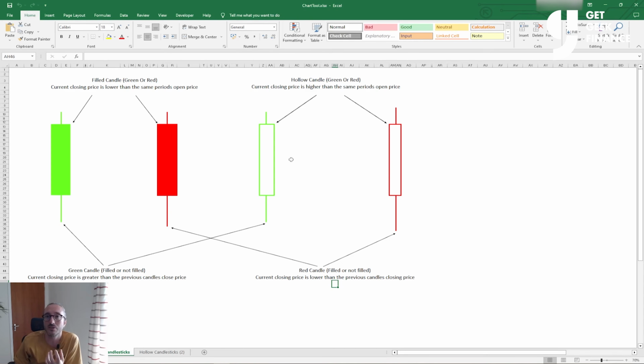So a green candle means that the current closing price is greater than the previous candle's closing price. A red candle means that the current closing price is lower than the previous candle's closing price. So this is why you don't want to confuse these.